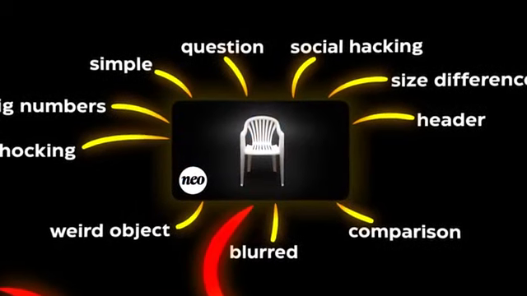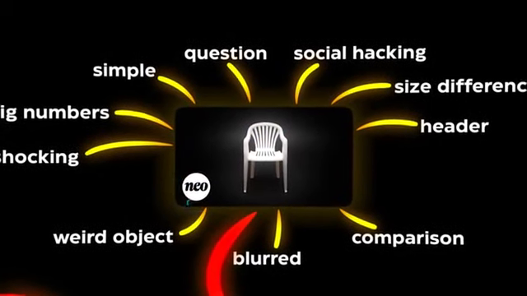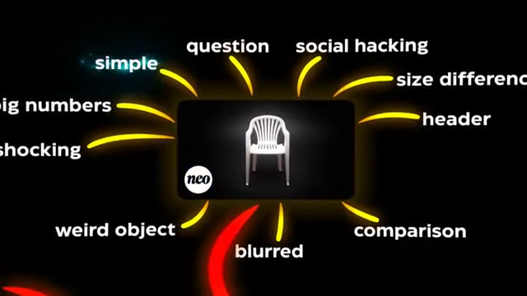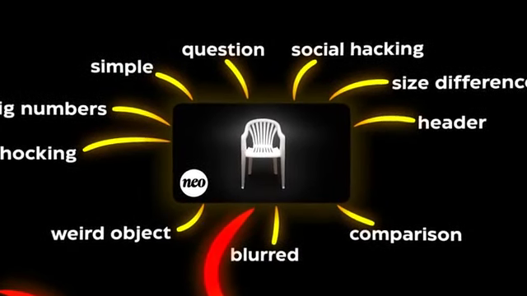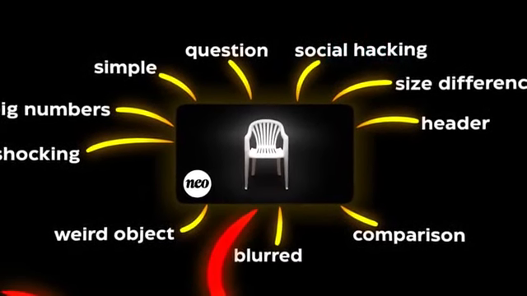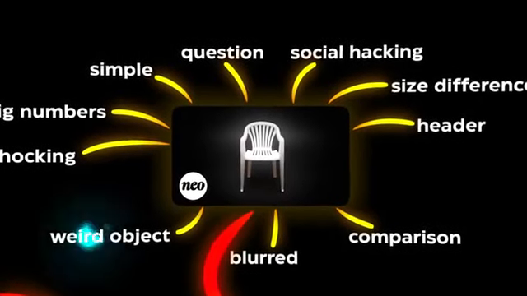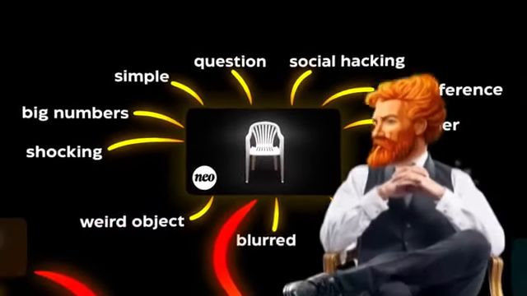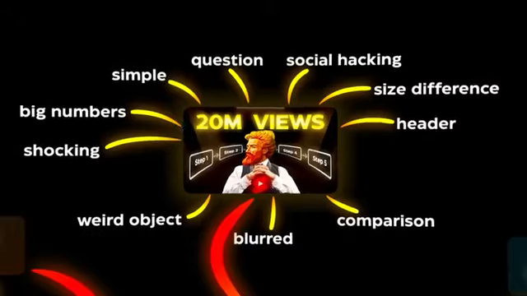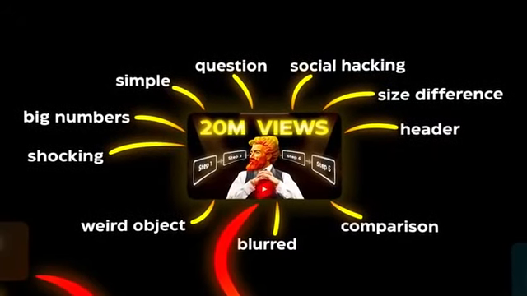Or take a look at this chair. Which types could you spot? It's branded because of their logo right here. It's simple because, well, there's nothing else than a chair. And it's using social hacking because everyone saw this chair at least once. We can even include it as a weird object. If you think chairs are weird, even I used big numbers and header styles in my first video on this channel. I wouldn't say it's very creative, but it worked for sure.